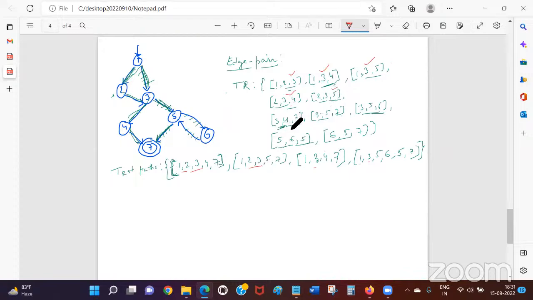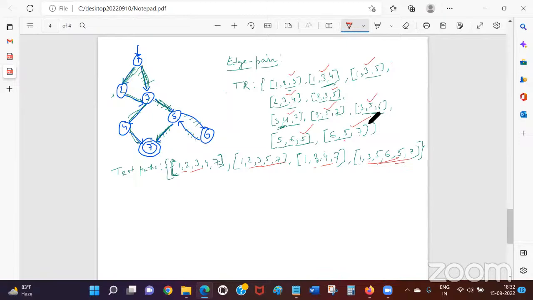3 4 7, it's here. 3 5 7 is here, so it's covered. 3 5 6 is here, covered. 5 6 5 is here, it's covered. 6 5 7, it's covered. So this gives you the path coverage.